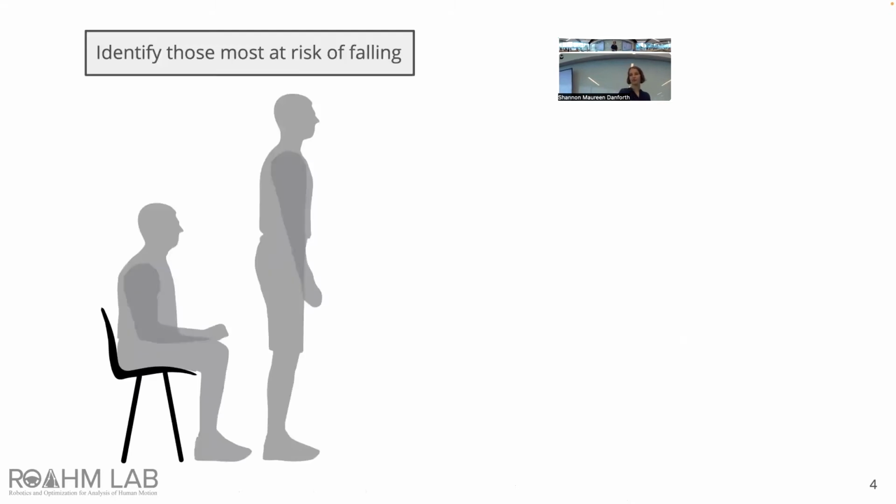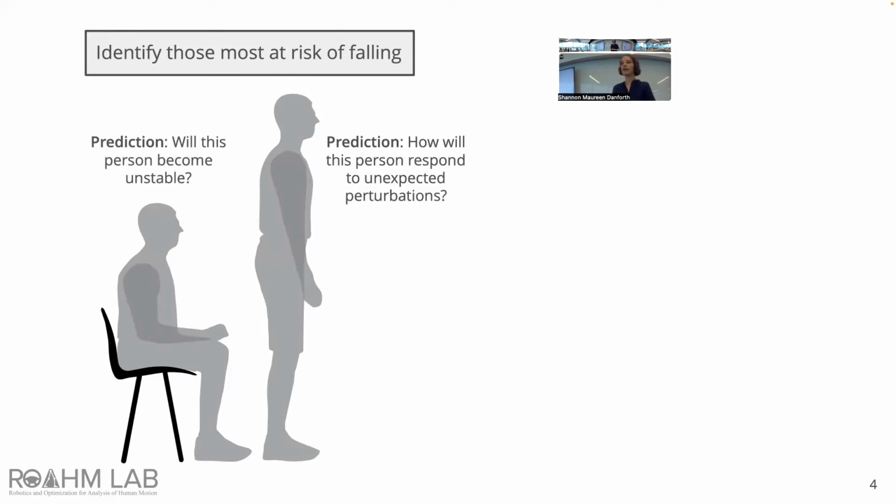One way to prevent falls is to identify those who are most at risk of falling and then provide targeted physical therapy. And in this case, clinicians often look at the sit to stand motion because it requires high torques and precise balance control. And some questions we might have while studying this motion are, will this person become unstable while they're standing up? And how will this person respond to unexpected disturbances?